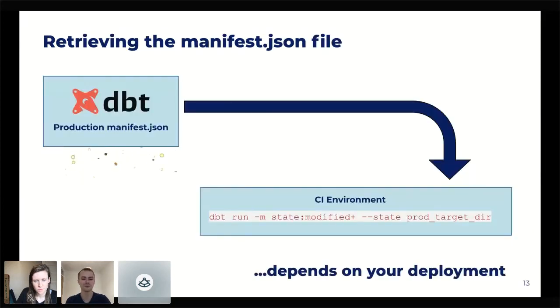And this part, unfortunately, completely depends on your deployment. It's not a really simple answer. If you have your own deployment, the answer is likely that you'd upload the target folder or just the manifest file at the end of your run, which you can then retrieve during CI, which is exactly what we do. We just upload to an S3 bucket and retrieve it at the start of the CI process. If you're using dbt Cloud, I'm not sure how you do it, but hopefully someone from Fishtown can answer.